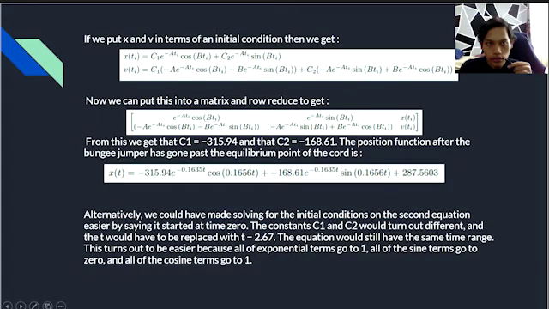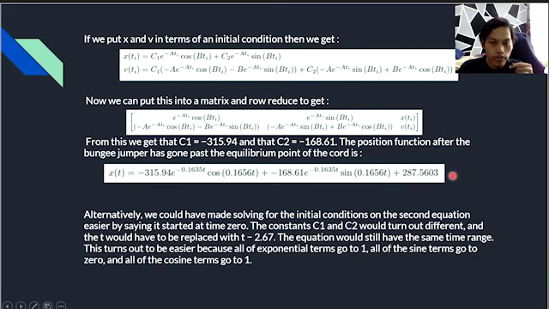Next, if we put x and v in terms of an initial condition, then we get these two new equations. And now we can put this into a matrix and row reduce to get... From this, we get the values of C1 and C2. The position function after the bungee jumper has gone past the equilibrium point of the cord is this equation.